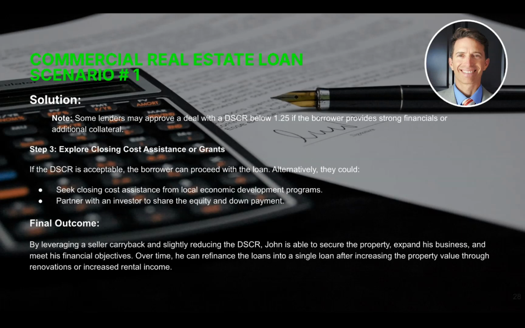Step number 3, explore closing cost assistance or grants. If the DSCR is acceptable, the borrower can definitely proceed with the loan, as long as the lender allows that small difference. Alternatively, they could also seek closing cost assistance from local economic development programs or partner with an investor to share the equity and down payment.